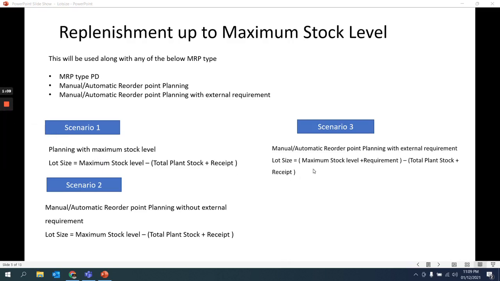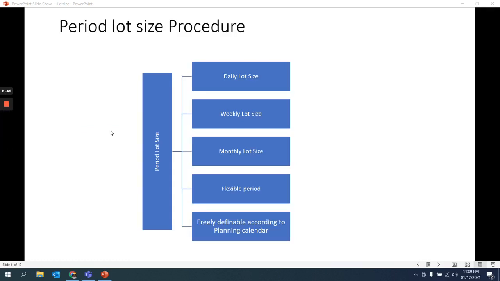In scenario 3, where we use reorder point planning with external requirements, it means the system uses the maximum stock level, and additionally it will consider the sales order, dependent requirements, reservation, and so on. So using this formula, the system will calculate the order quantity.